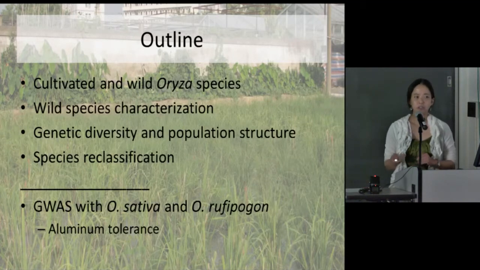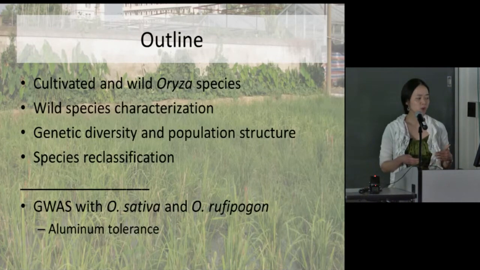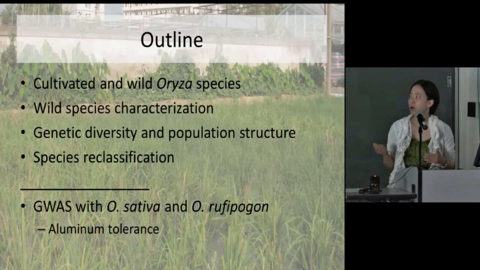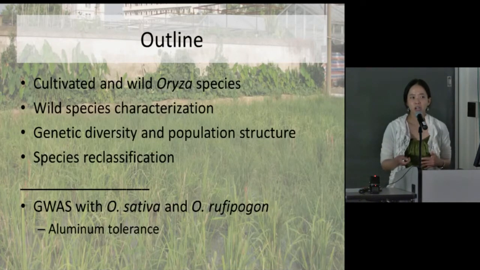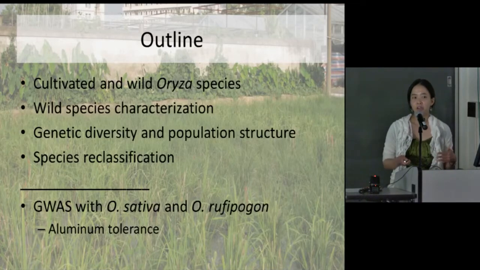Then I'm going to switch gears and talk about the more applied side, doing a genome-wide association study with both Oryza sativa and this wild ancestor, rufipogon, and specifically pull out an example from aluminum tolerance work that I've done in concert with Juan David, another graduate student in our lab.